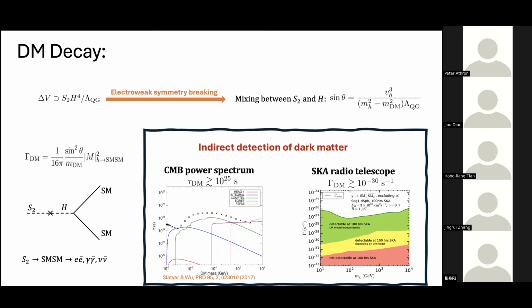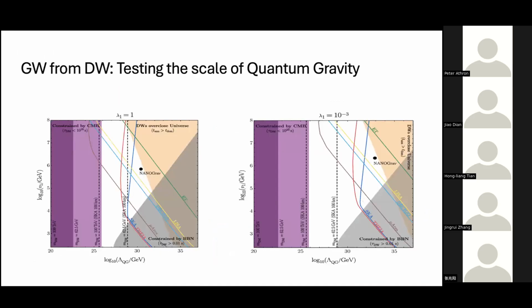On top of CMB, we also get some constraint from SKA, the Square Kilometre Array radio telescopes. So it provides a good chance of detecting a decaying dark matter, and it says that the dark matter lifetime should be of the order of 10^-30 seconds. So with this constraint, we generated a summary plot in order to show the parameter space where we can work with. So here we plot in the gravitational wave versus quantum gravity plane.